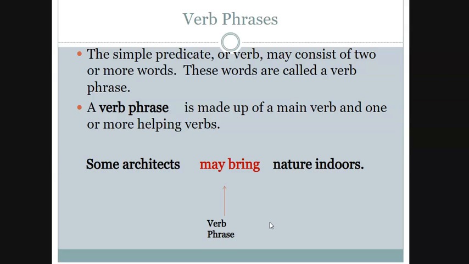Let's continue. The simple predicate or verb may consist of two or more words. These words are called a verb phrase. A verb phrase is made up of a main verb and one or more helping verbs. For example, some architects may bring nature indoors.